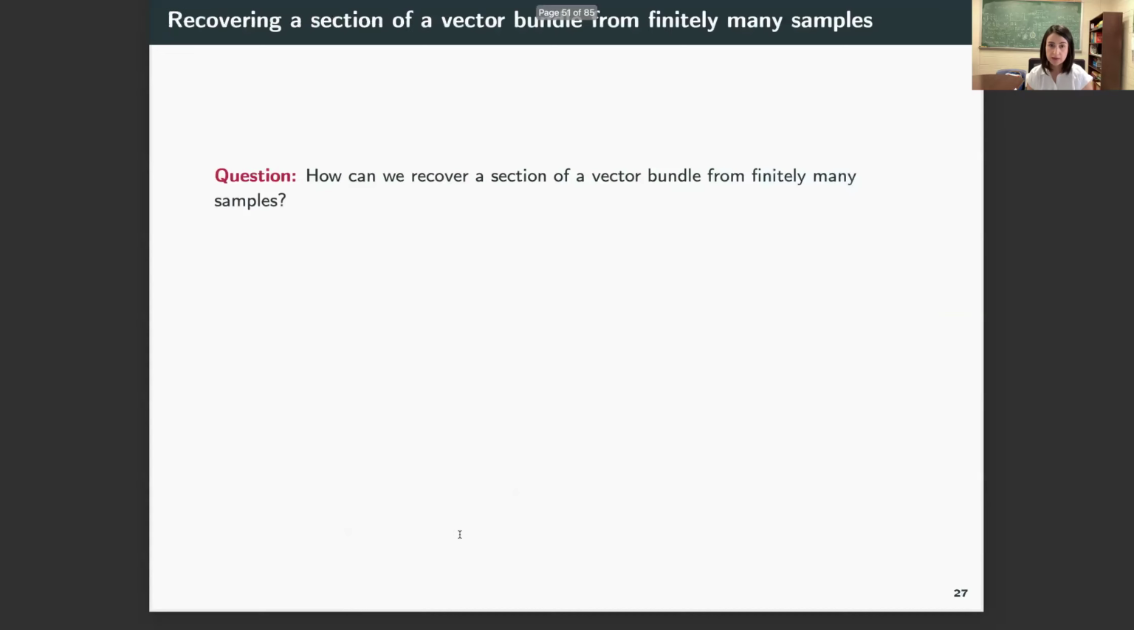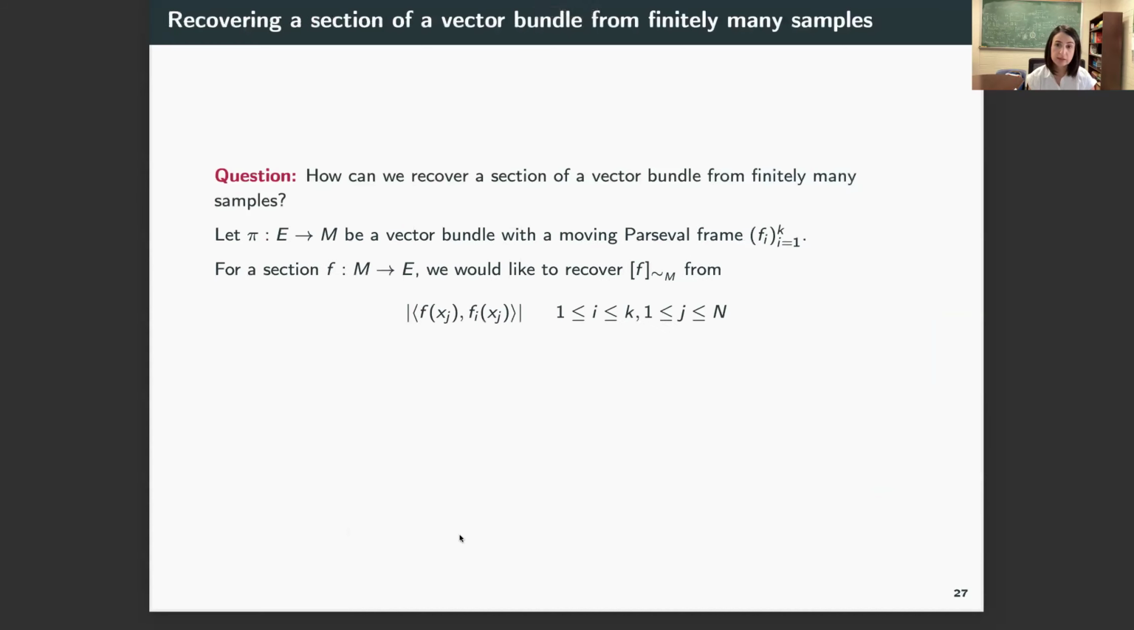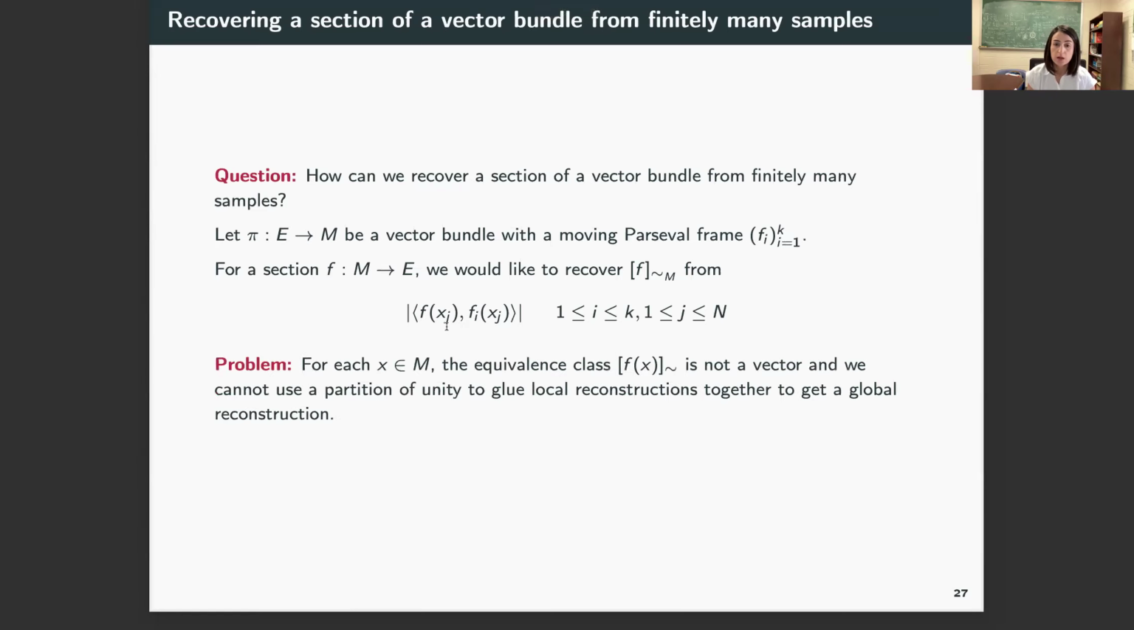Okay, but going back to the phase retrieval part, how can we recover a section of a vector bundle from finitely many samples? In other words, how do I recover my equivalence class when the only information I have is the magnitude of these frame coefficients when f is evaluated at those sampling points? What is the problem here? The problem is that this equivalence class is not a vector.